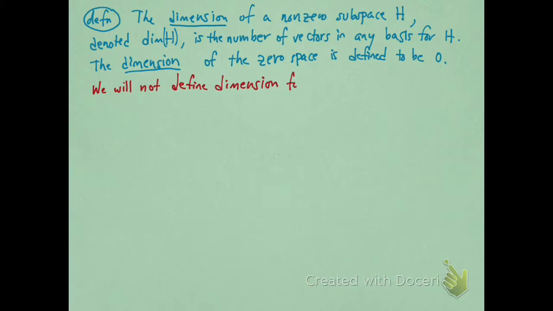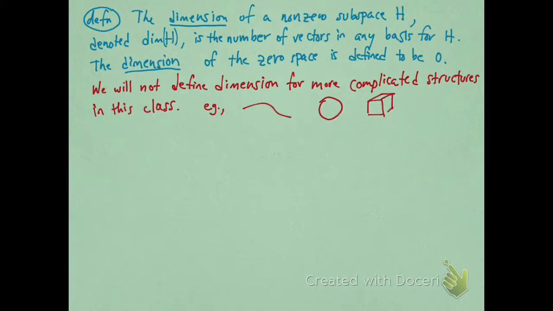So you may have some intuitive notion of what dimension means for more complicated objects, like curves, planes, or cubes, or balls, or things like this. But we're not going to talk about those in this class, and the reason is the definition is much more complicated. So remember, I like to talk about simple things, and so we're only going to talk about dimension for subspaces.